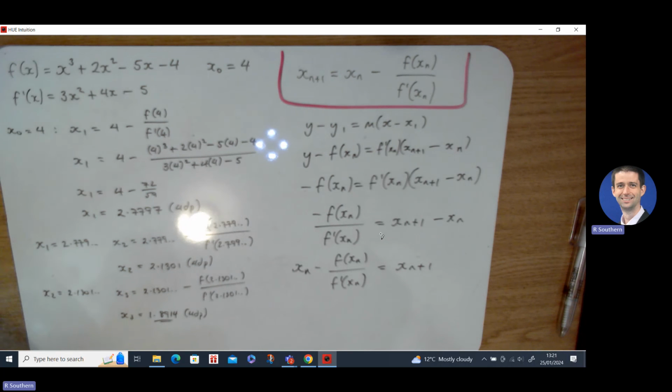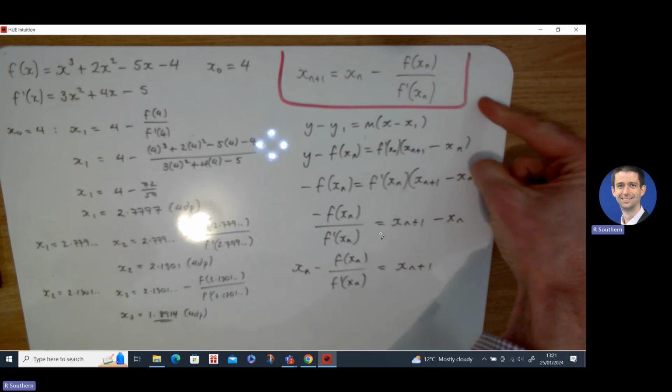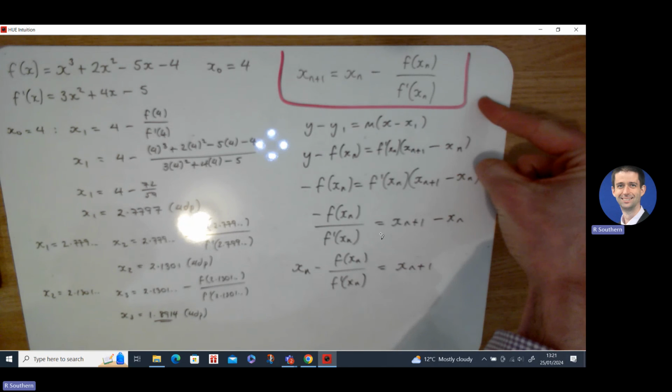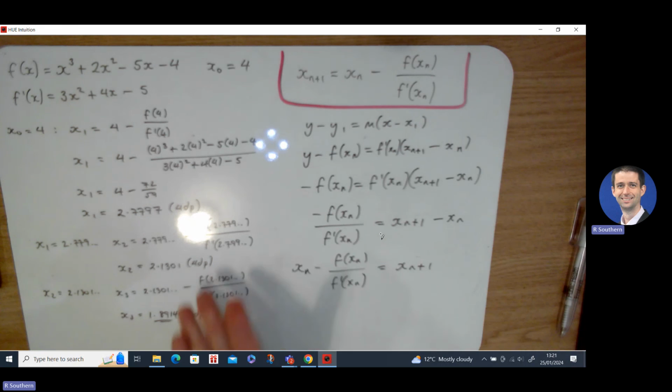I don't believe you have to know the proof for that, but I think it's interesting. I think it's cool to see why it works. So there we go, Newton Raphson method. This formula is given in the formula book, so you've just got to know how to use it, and that's how to use it.